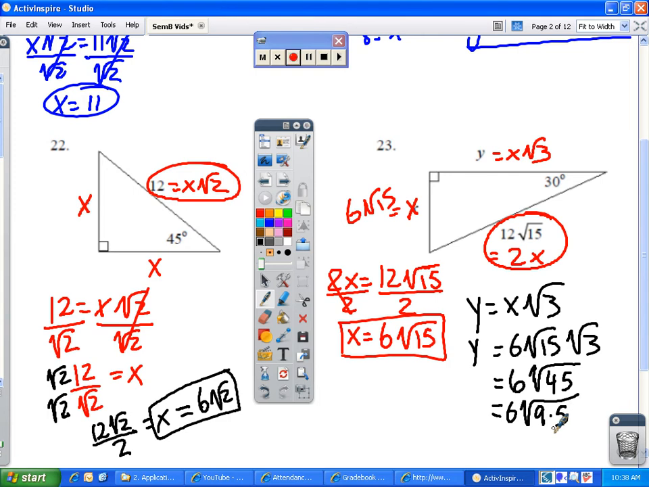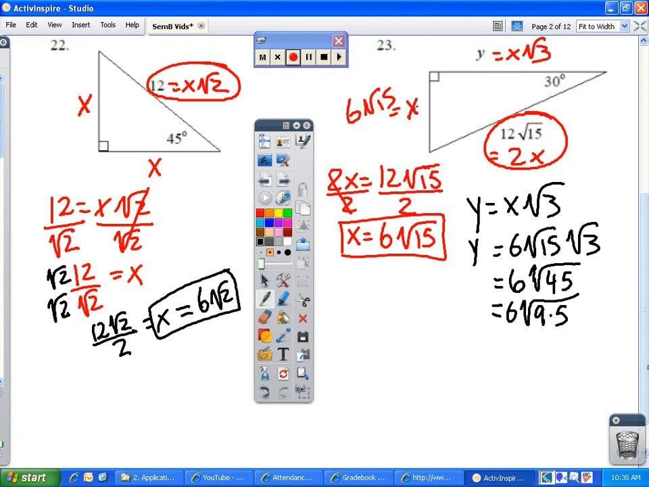Once we can take a number's square root, it's allowed to come outside of the radical, so we still have a 6 there. The 9, when it comes out of the radical, it becomes a 3, and that 5 is left behind. Ooh, and I wrote a 3, but I meant to say that 5 is left behind. And 6 times 3 actually equals 18. So this is 18 root 5. That is what y happens to equal.